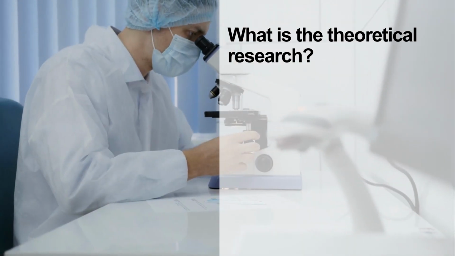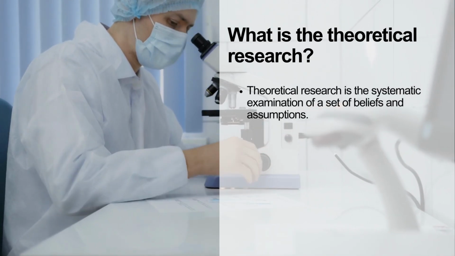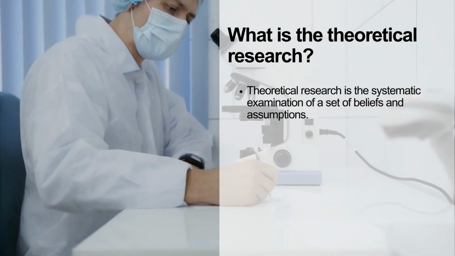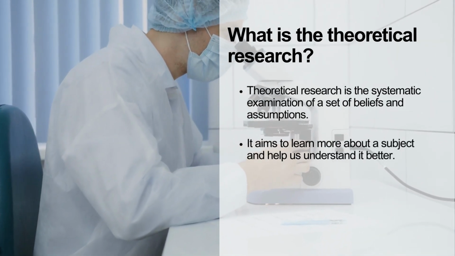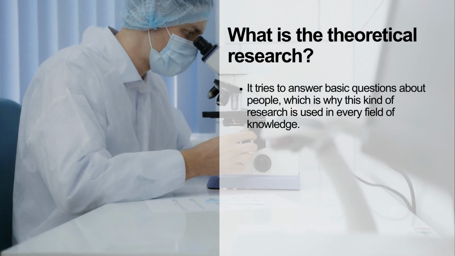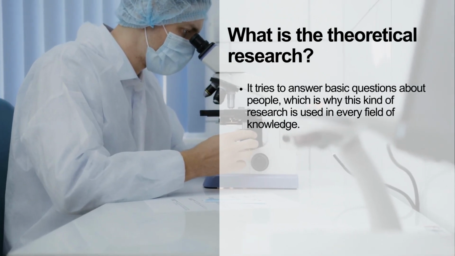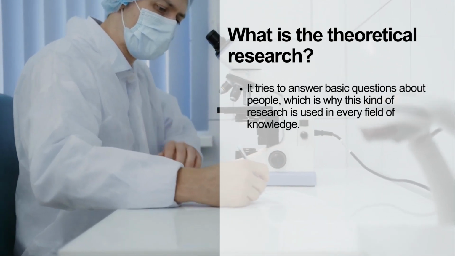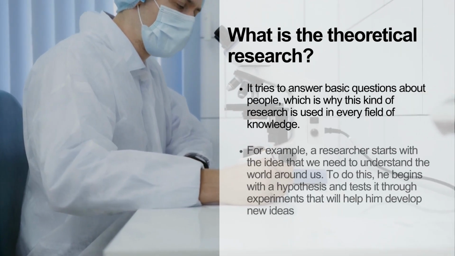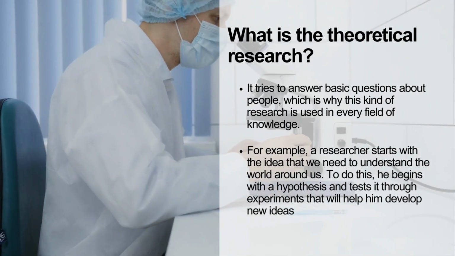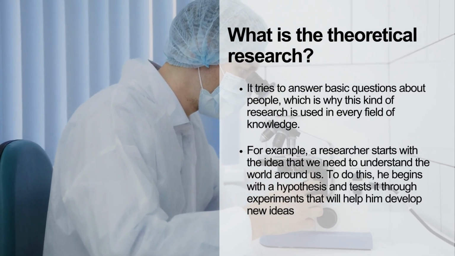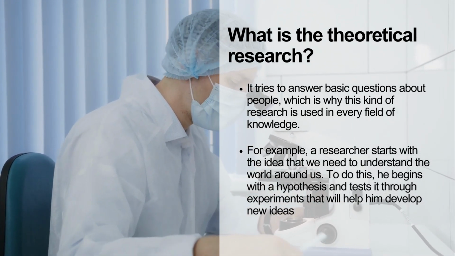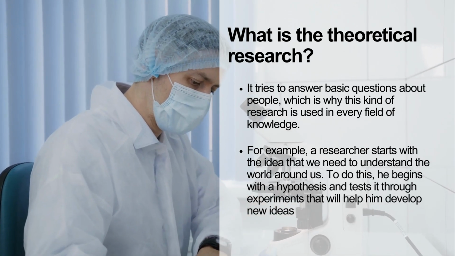What is theoretical research? Theoretical research is the systematic examination of a set of beliefs and assumptions. It aims to learn more about a subject and help us understand it better. It tries to answer basic questions about people, which is why this kind of research is used in every field of knowledge. For example, a researcher starts with the idea that we need to understand the world around us. To do this, he begins with a hypothesis and tests it through experiments that will help him develop new ideas.